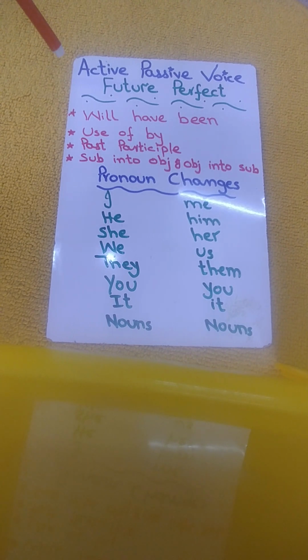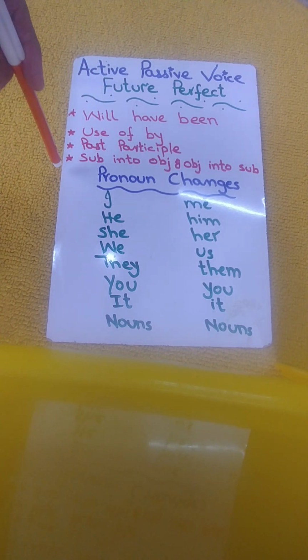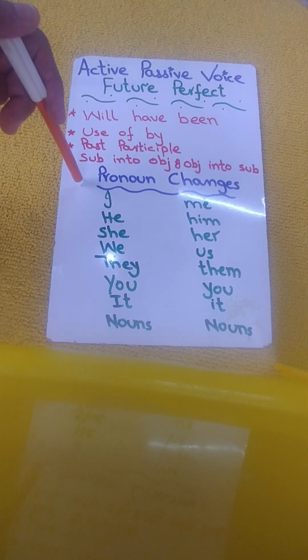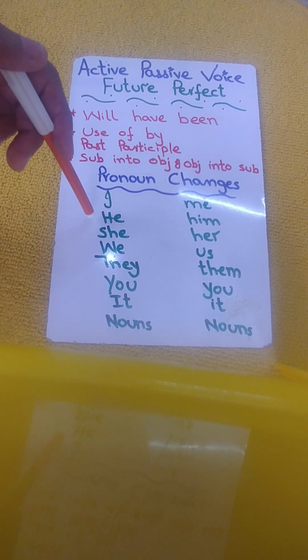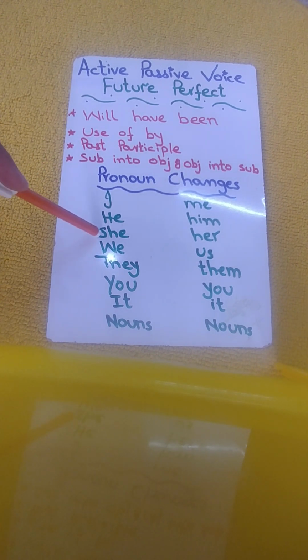Will have been will be used as helping verb or auxiliary verb. Use of by will be there. Past participle means we will use the third form of the verb. Subject will take the place of object and object will come in the place of subject. Pronoun changes will be there. I will be changed into me. He will be changed into him. She will be changed into her. We will be changed into us. They will be changed into them. You, it and nouns, we will not change them. They will remain the same.